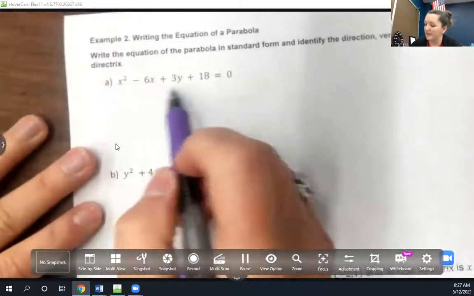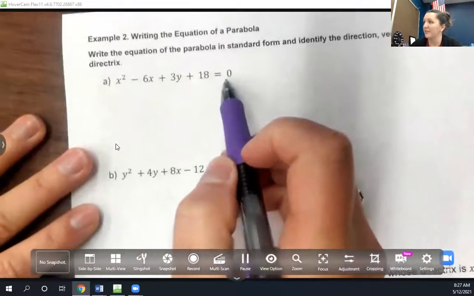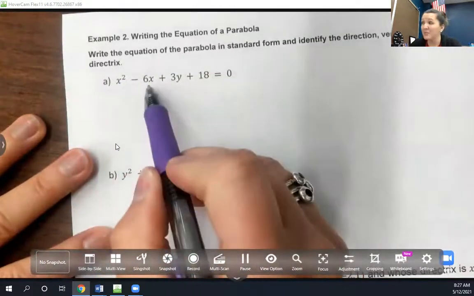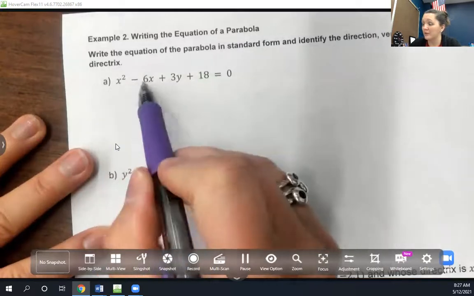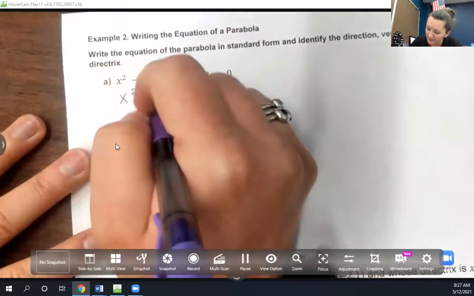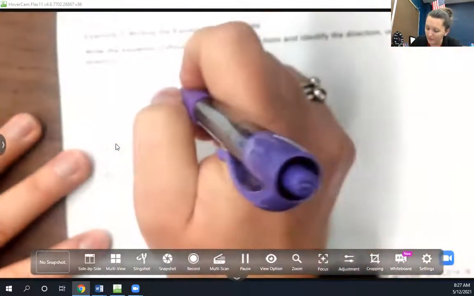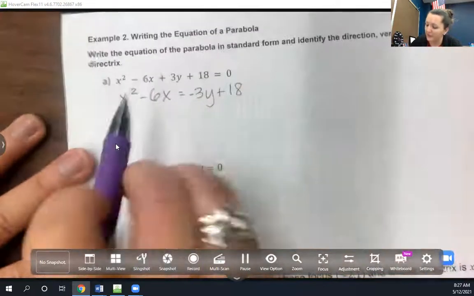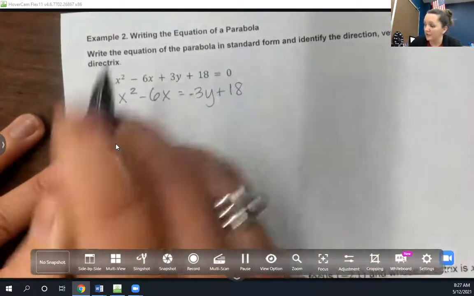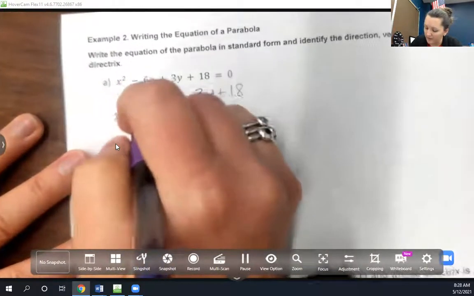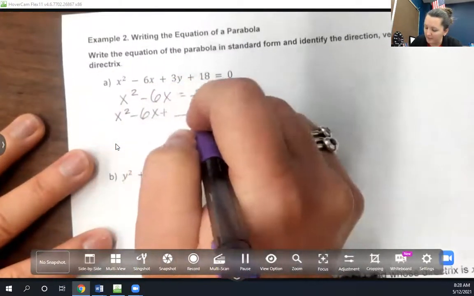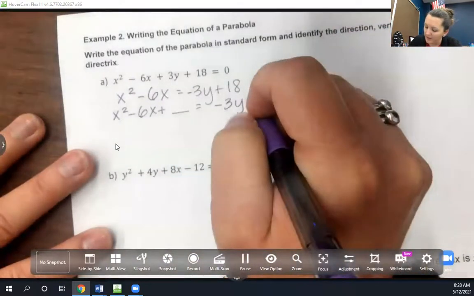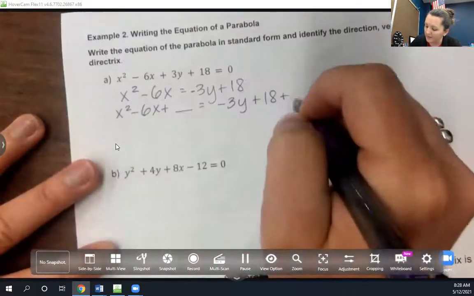We have x squared minus 6x plus 3y plus 18. First I want to know, does it open up, down, right, or left? It opens up and down. So I'm going to put this x squared minus 6x on one side, and I'm going to move the other stuff to the other side, equals negative 3y plus 18. Now I will have to complete the square here. So x squared minus 6x plus some other number equals negative 3y plus 18 plus some other number.